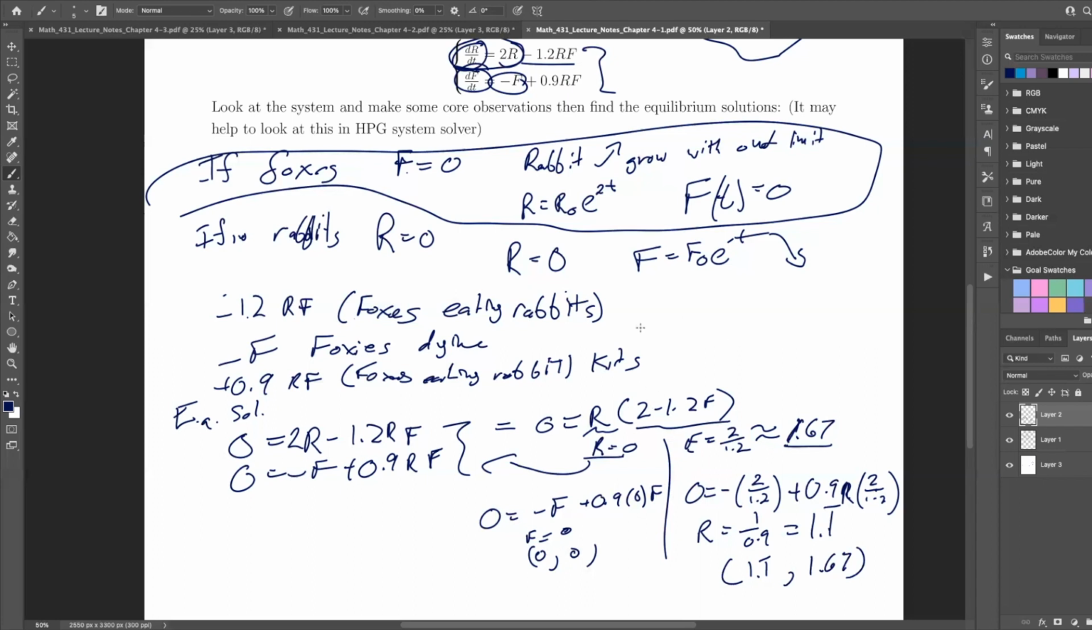So how did I do this again? I took one of the equations, I set it equal to 0, and I solved for its cases. In this case, it's r equals 0, or f equals 1.67, right? Then, if r equals 0, I plug that into the second equation, I get 0 and 0. If f equals 1.67, I plug that into the second equation, I get 1.1 and 1.67.